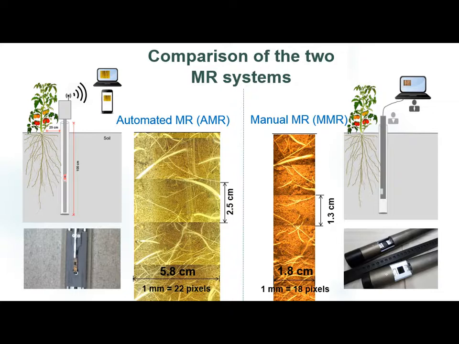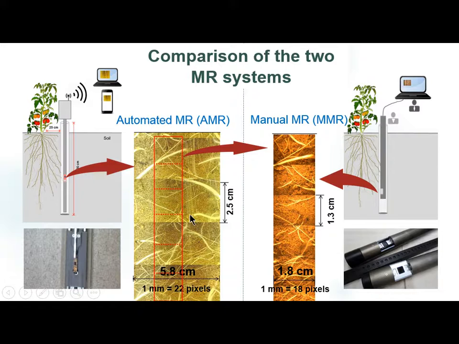The left side is the automated AMR system. This captures the picture automatically, and this is the part of the camera which will move up and down and capture the image. So the orange picture is the image captured by the automated AMR system, and the right side one is the BART's MMR system, which is manually operated, and the red pictures are captured by the BART's MMR system. The red bars indicate the actual picture taken by the manual MMR system.